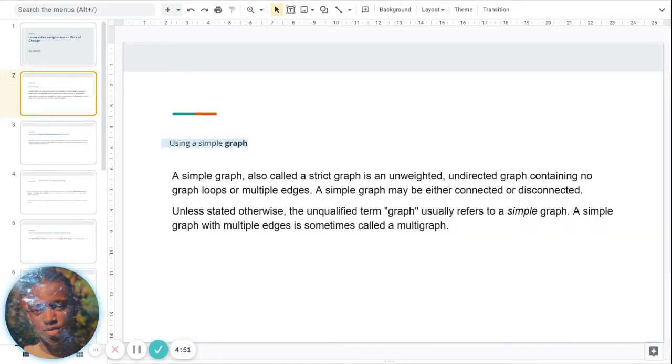So, the first question was using a simple graph. A simple graph, also called a strict graph, is an unweighted and undirected graph containing no graph loops or multiple edges. A simple graph may be either connected or disconnected, and unless stated otherwise, the unqualified term graph usually refers to a simple graph. A simple graph with multiple edges is sometimes called a multigraph.